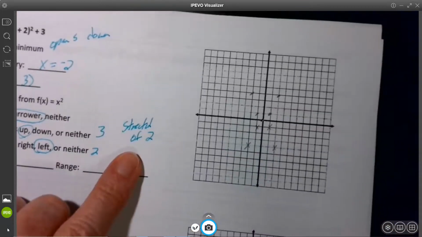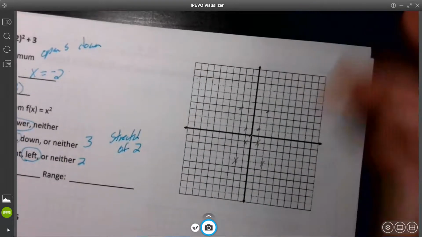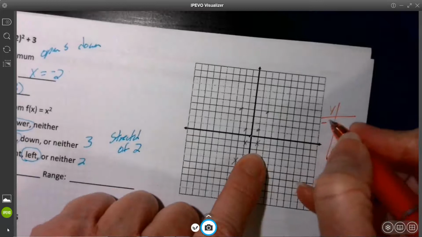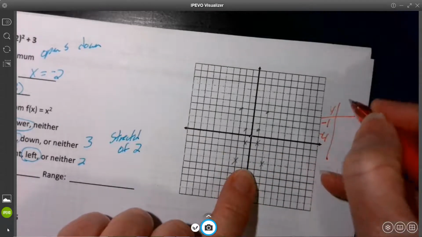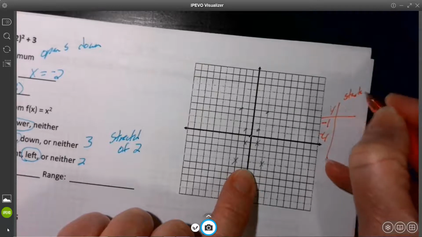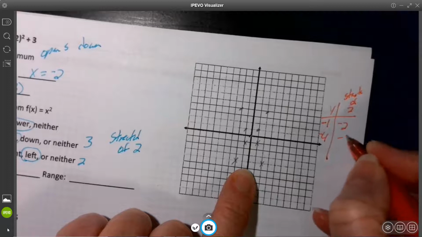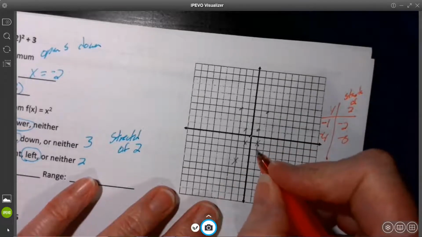Now I have a stretch of 2. Isn't this fun? Okay, so we have y, and our y values are -1, okay, y values, and -4. So if I have a stretch of 2, I'm going to take this times it, so I get -2, -8. So this point now goes all the way up to -2.